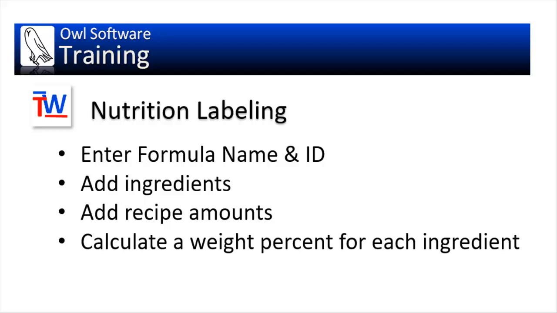We will start off by providing a formula name and ID. This is needed to save the formula in a later exercise. Next, we will add the ingredients that make up the formula. We will add recipe amounts for each ingredient. TechWizard uses this to calculate a weight % for each ingredient.